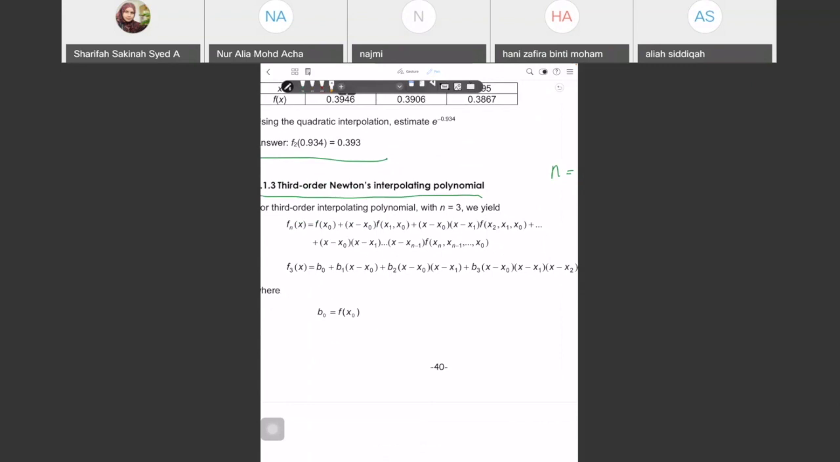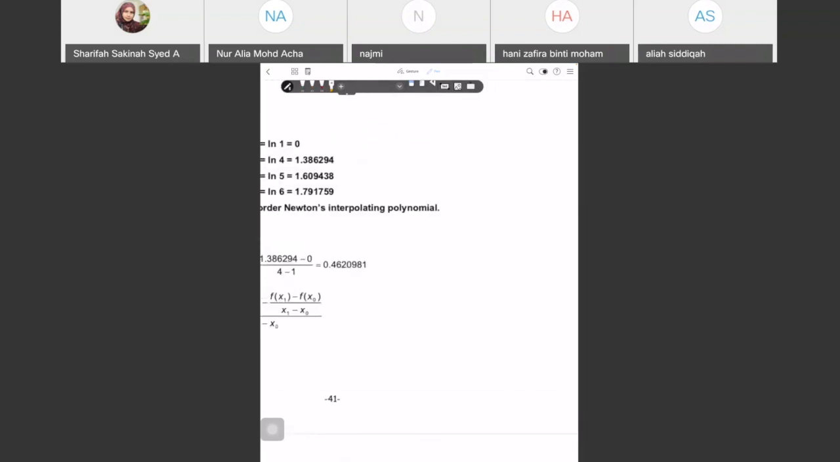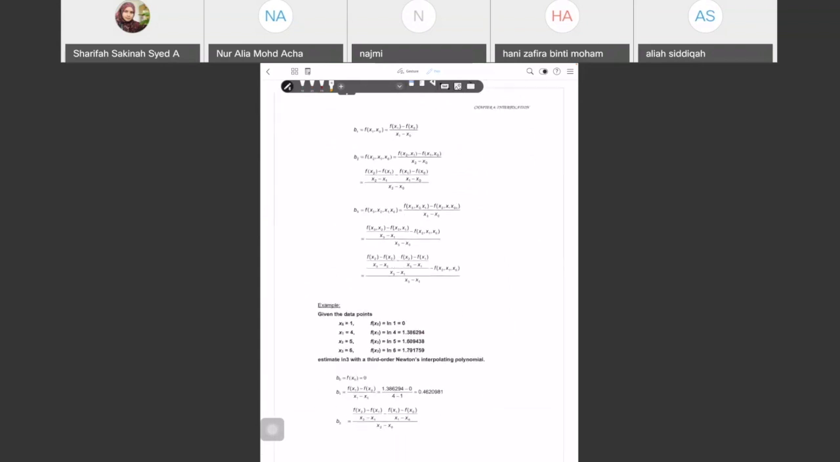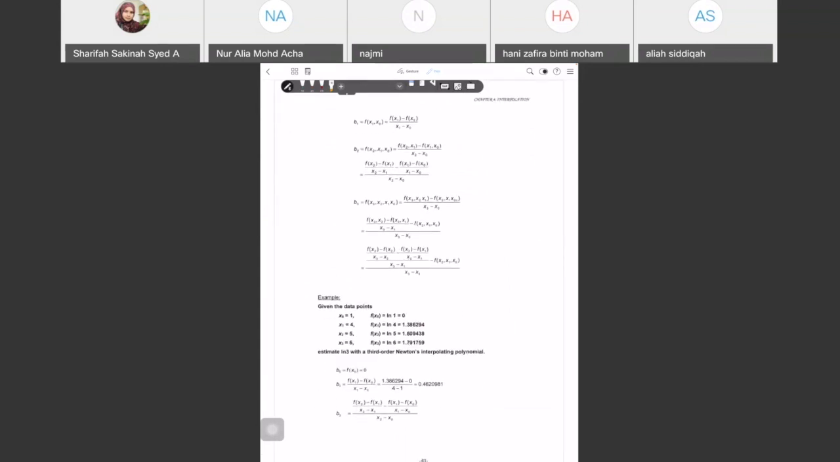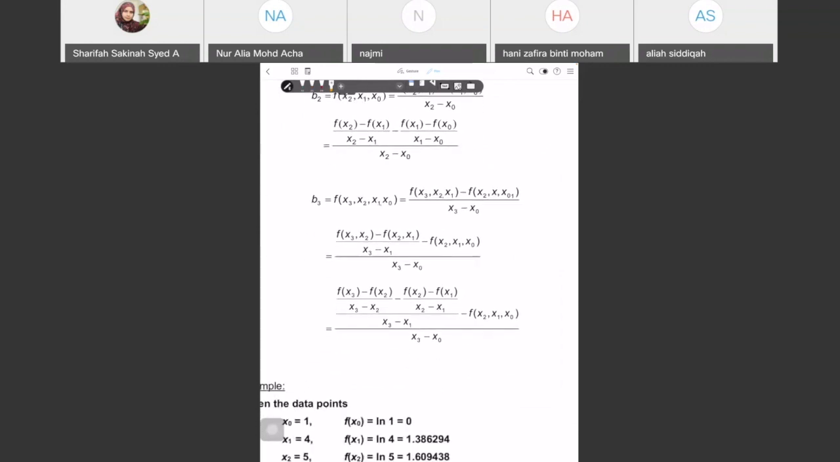So you have your B naught to B1, B2, and B3 because this is a third order polynomial. And then how do you calculate B naught? Same like the previous example, B naught equals f(x naught). And then how to calculate B2? Same formula for B2, it's a slope formula. And then this is the formula for B3. Finally, you can see the formula is quite extensive for B3.